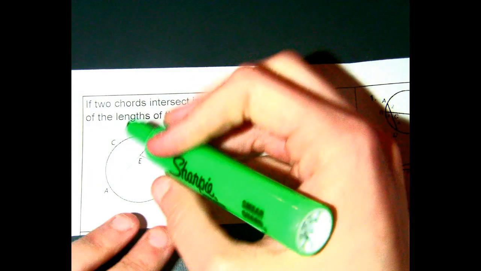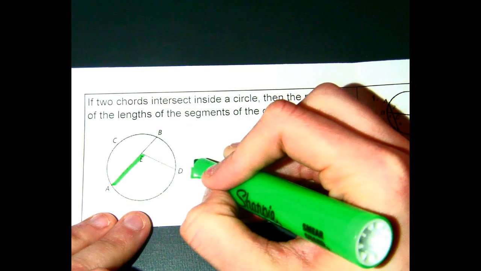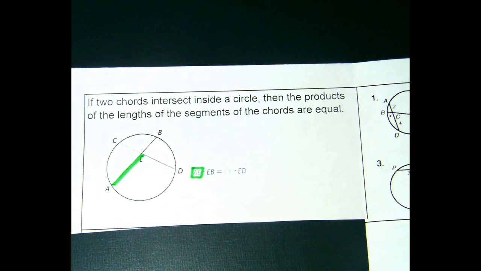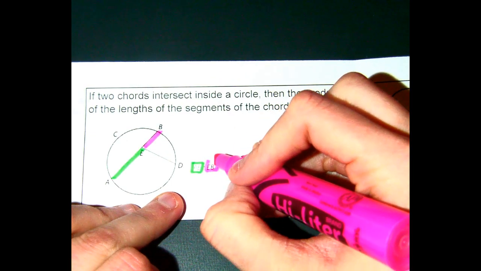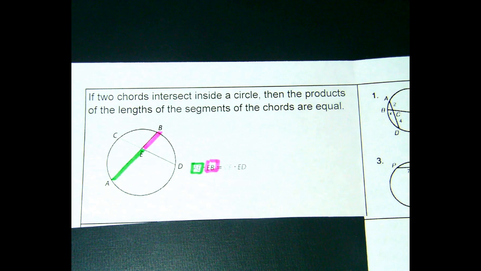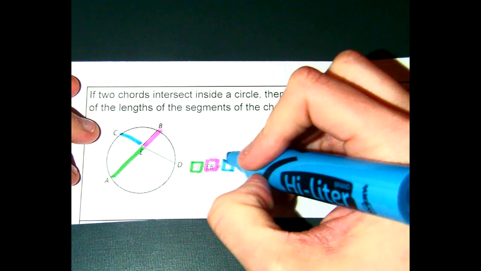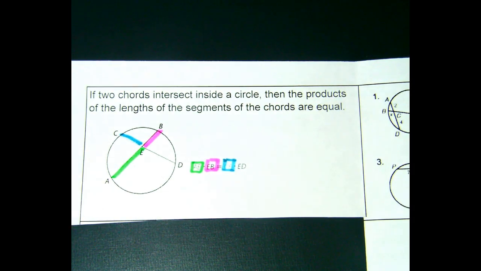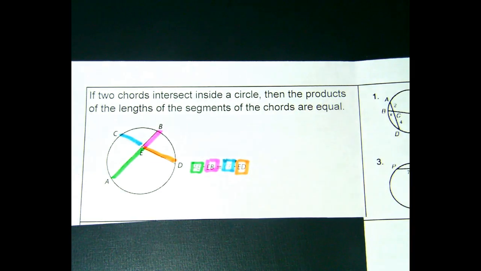Since these two intersect, the pieces that are created, AE times EB is equal to CE times ED. That is the chord product theorem.